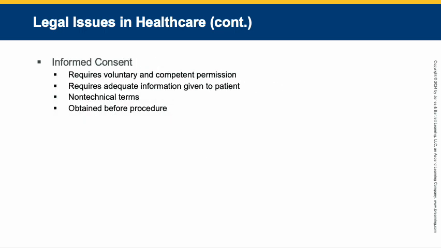Informed consent. Okay, this implies voluntary and competent permission for a medical procedure, test, or medication. It requires that a patient be given adequate information regarding the method, risk, and consequences of a procedure before they consent to it. The information must be given to the patient in non-technical terms and in their own language, if possible, meaning that an interpreter may be necessary if the patient does not speak your language. By law, informed consent for research purposes has to have a signed consent document.